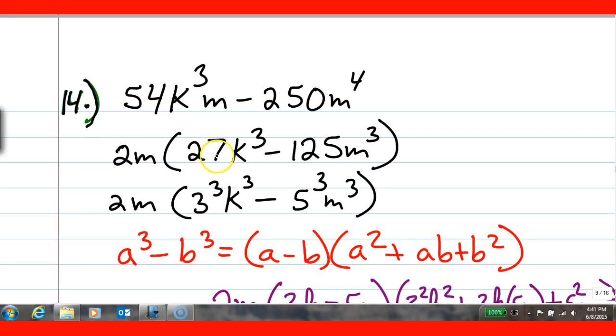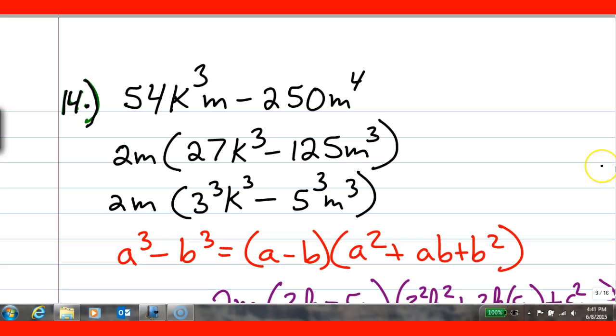So I come back and I look at the 27. I can cube that. I can take 3 times 3 times 3 to make 27. So 3 to the third power. The same with the 125. I can take 5 times 5 times 5. So I can cube this to make 5 to the third power.